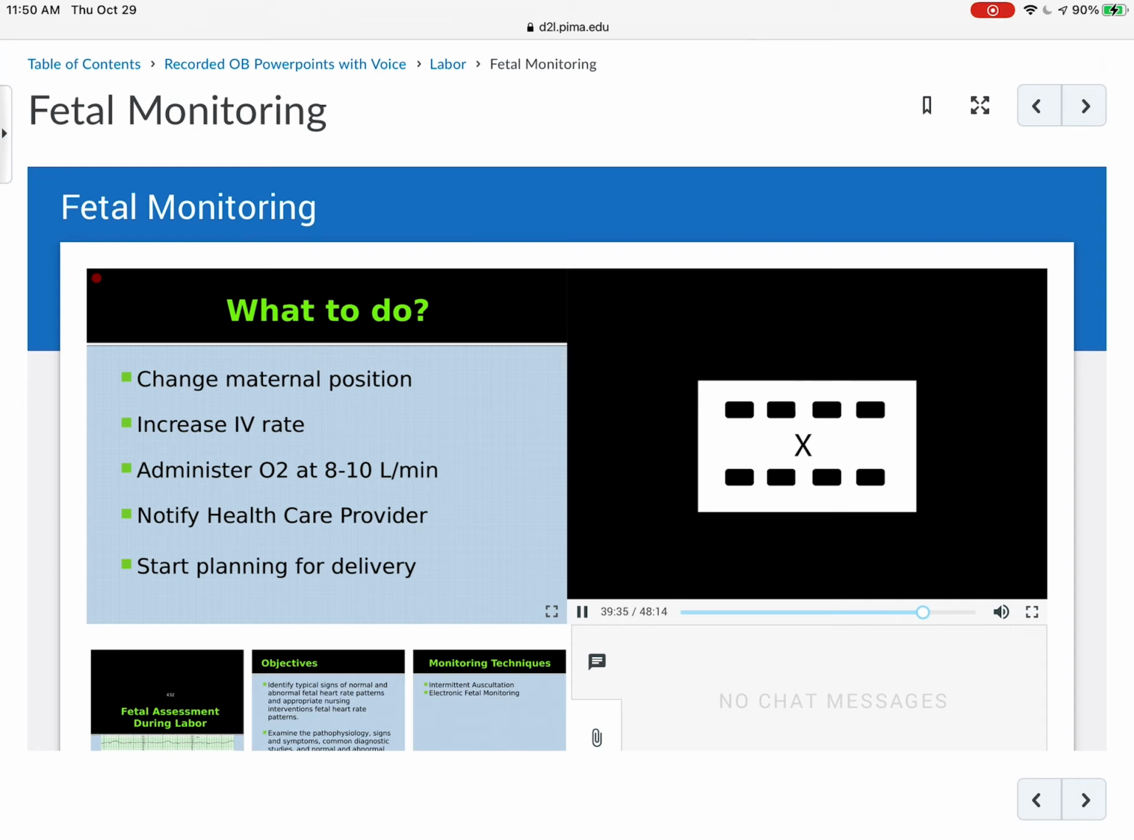So what do we do for fetal distress? What do we do for abnormal strips? Change mom's position, increase the IV rate, give her oxygen 8 to 10 liters via mask, notify the healthcare provider, and start planning for a delivery.